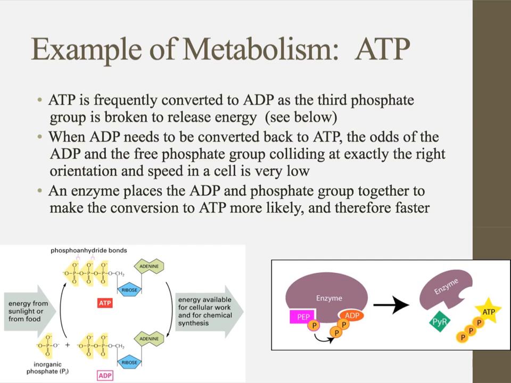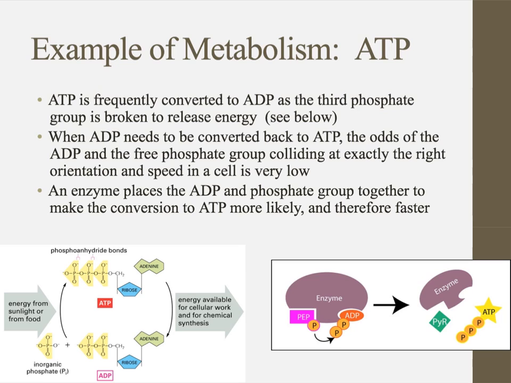Okay, so here's a great example of how this works in your actual cells, a real life example. For this example, we're going to look at a molecule called ATP. ATP stands for adenosine triphosphate. So it looks something like this. Adenosine, which is a combination of adenine and ribose, and then triphosphate, 1, 2, 3 phosphate groups. Now, this is a high energy molecule.